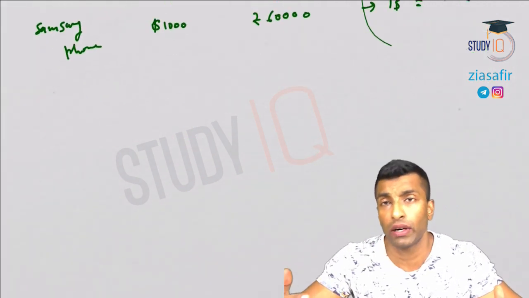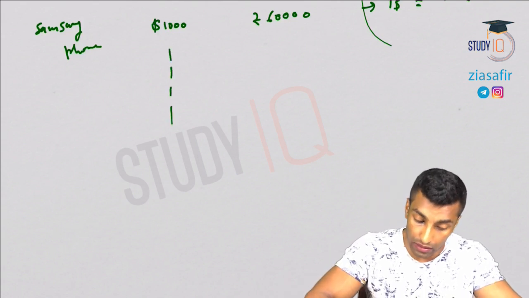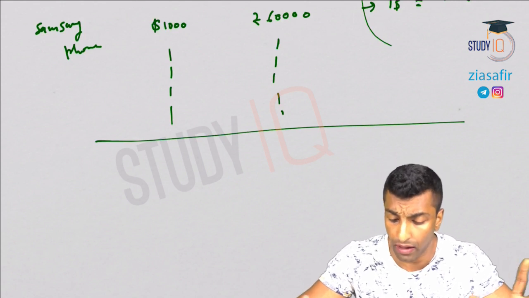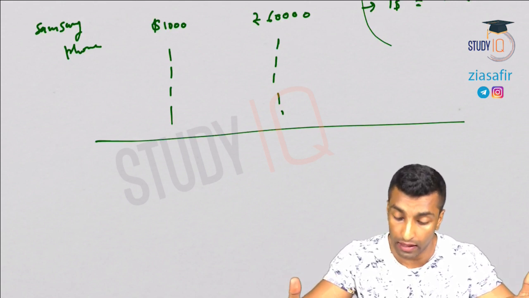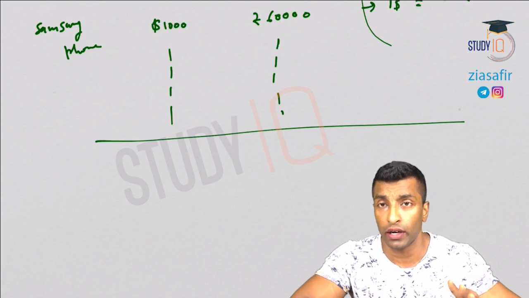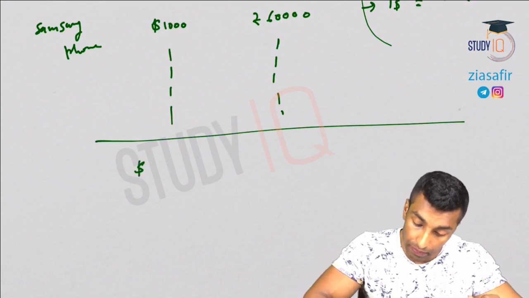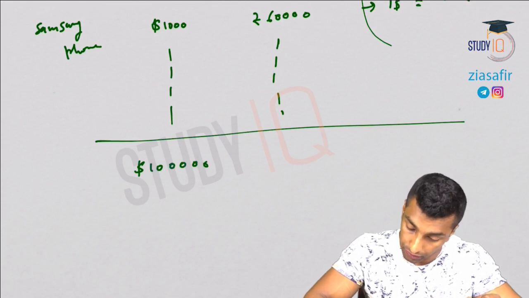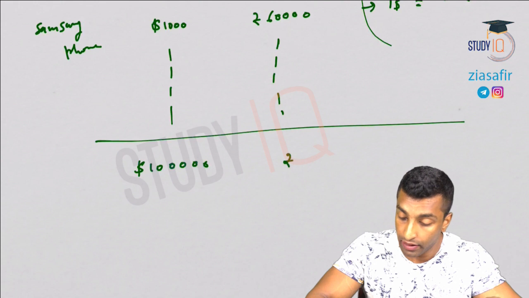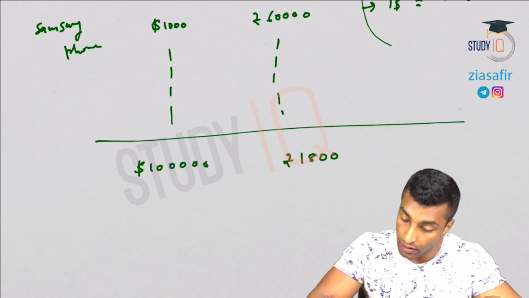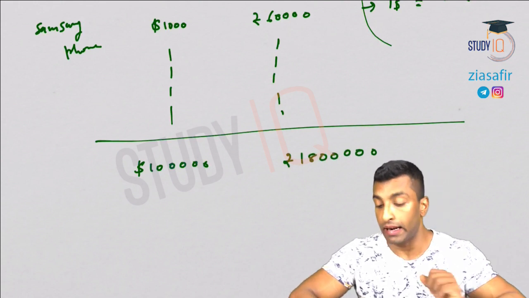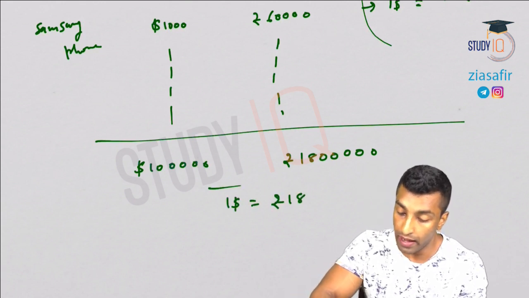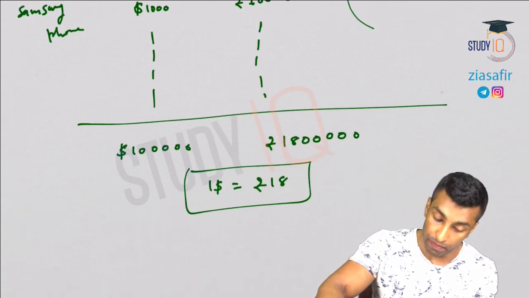So what we'll do is we'll take many commodities. So like this, we will take so many commodities, and then we will take the total sums, okay, in terms of dollar and in terms of rupee. So let's say you are spending $1 lakh, okay, and we are getting here rupee 18 lakh. So what does this mean? $1 is equal to rupee 18. So this is what you mean by purchasing power parity.